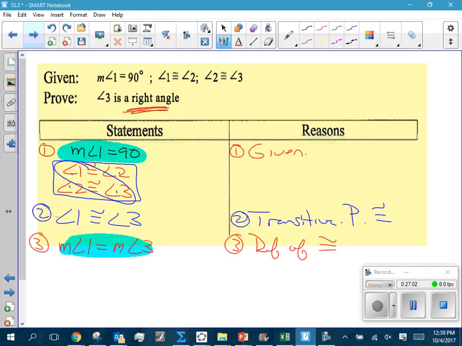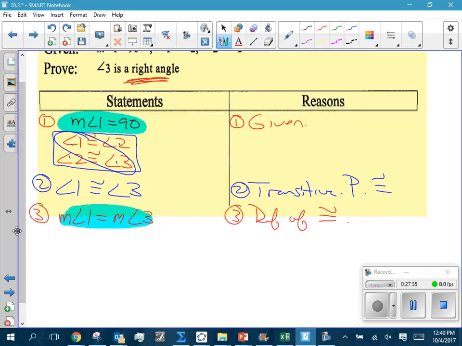Definition of congruency. In Math Excel, we'll say something like definition of congruent angles, because definition of congruency is just a phrase that is comprehensive of all shapes. So two triangles congruent to two triangles, two quadrilaterals congruent to two quadrilaterals, two segments congruent to two segments, two angles congruent to two angles. That's all inside definition of congruency. Math Excel is more specific, and they'll talk about what shapes you're talking about. Definition of congruent angles, maybe definition of congruent segments. So just be on the lookout for that.